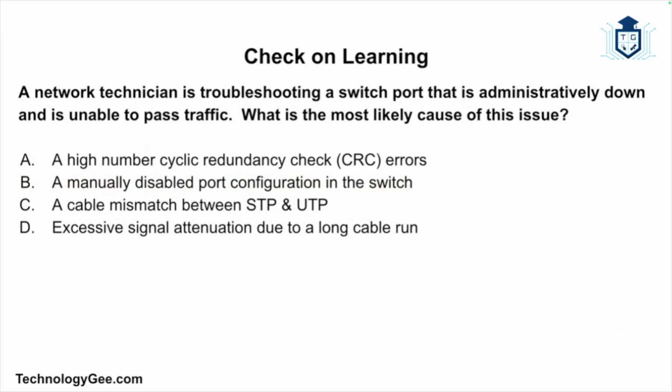a network technician is troubleshooting a switch port that is administratively down and is unable to pass traffic. What is the most likely cause of this issue? Is it a high number of cyclic redundancy check errors? Is it a manually disabled port configuration in the switch?